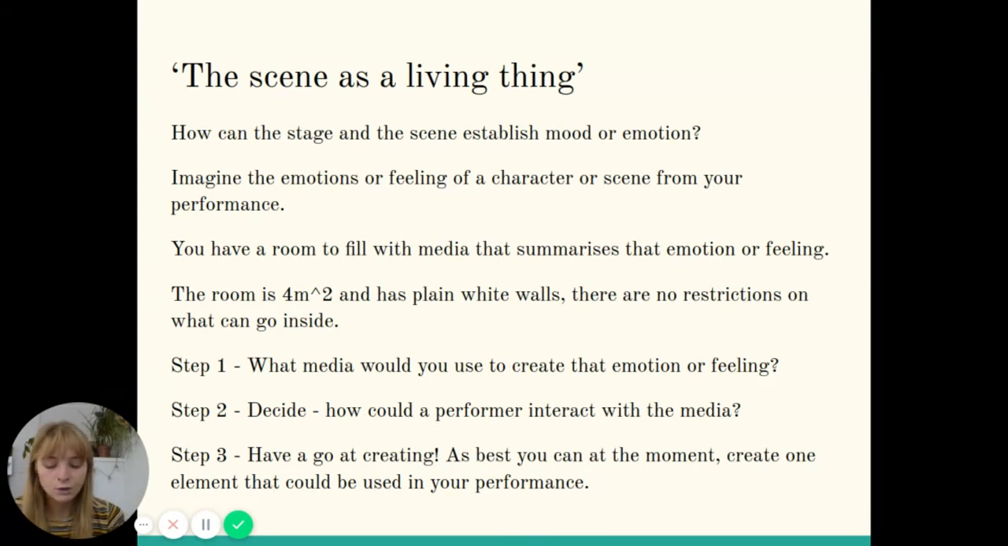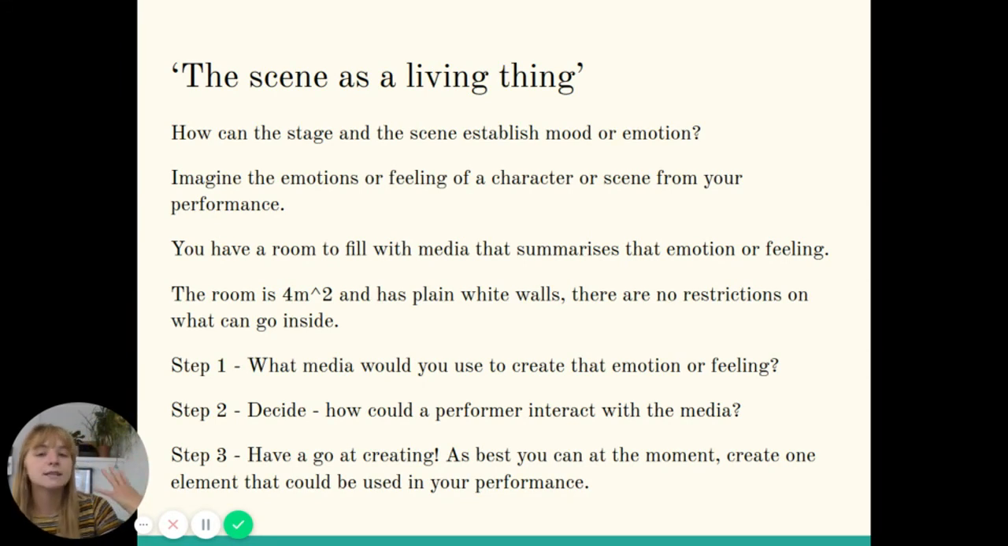Okay, so it's not huge, it's decent size, plain white, and there's no restrictions on what you can put in it. So I want you to have a look back at those types of multimedia that we were talking about a minute ago. I want you to consider what media you could use to create the emotion or feeling that you want to establish in that room. So maybe if it's one character's uncertainty, they're trying to make a decision, how can you create a room that emotes this idea of uncertainty?